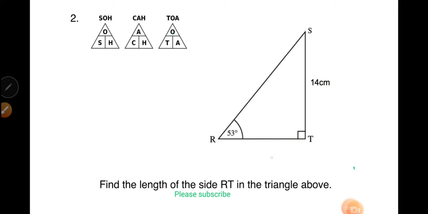Okay, so in this question, we have a right angle triangle. It says find the length of side RT. So side RT is this side here. We need to find this side.